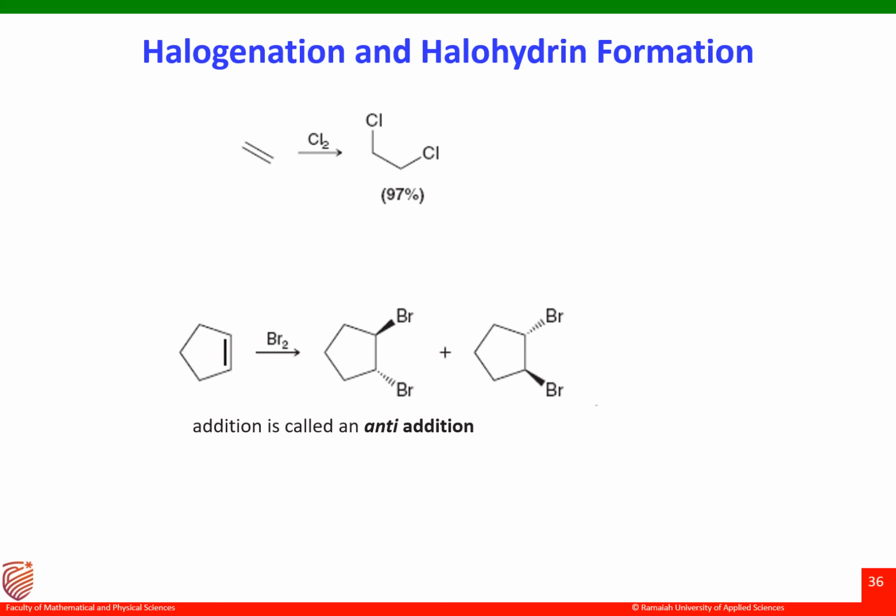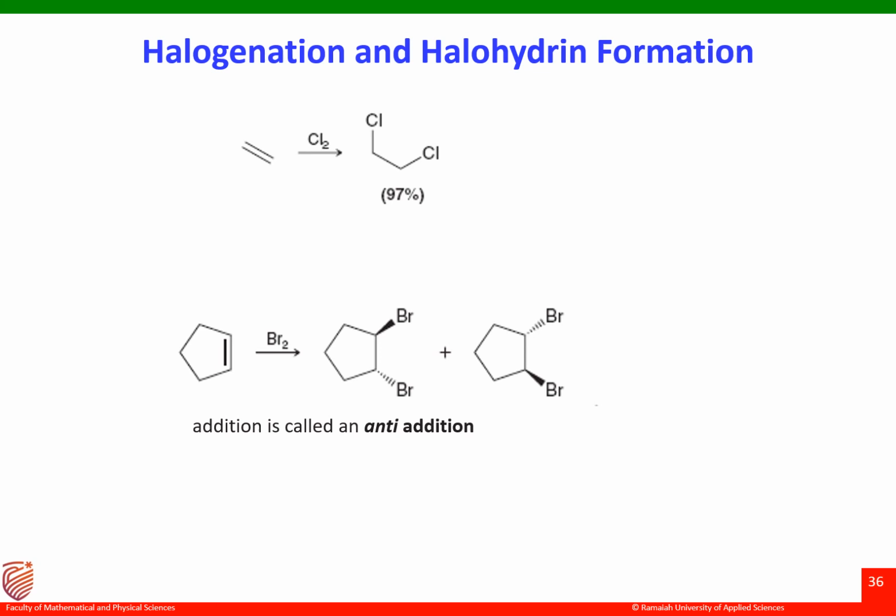Halogenation of an alkene is only practical for the addition of chlorine or bromine. The reaction with fluorine is too violent, and therefore we do not carry it out. The reaction with iodine often produces a very low yield, right. So chlorine and bromine are the more preferred ones.